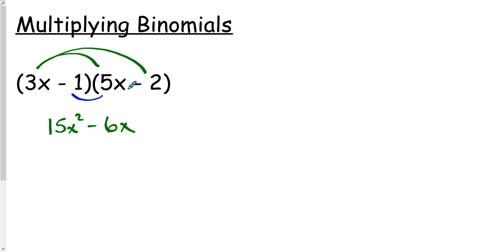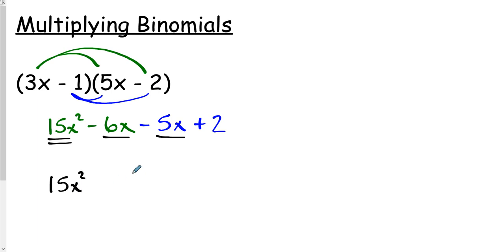Negative 1 times 5x is a negative 5x. Negative 1 times a negative 2 becomes positive 2, okay? That's a negative times a negative equals a positive. Then I need to evaluate the problem and determine where my like terms are. I have an x squared term here. I have an x to the first term, an x to the first term, and a constant. So let's combine our like terms. I don't have anything to combine with 15x squared, so it stays 15x squared. Negative 6x and negative 5x are like terms.